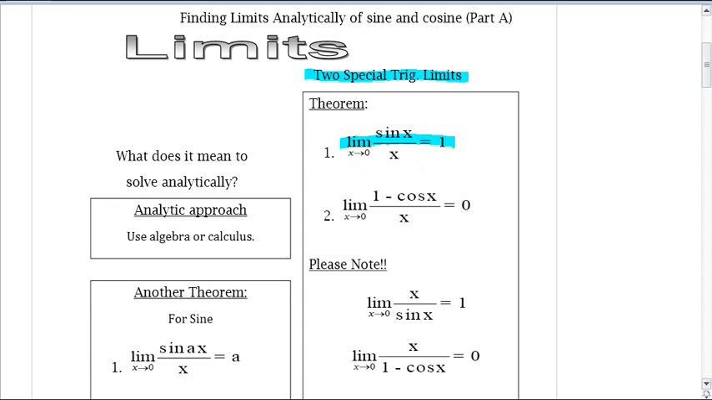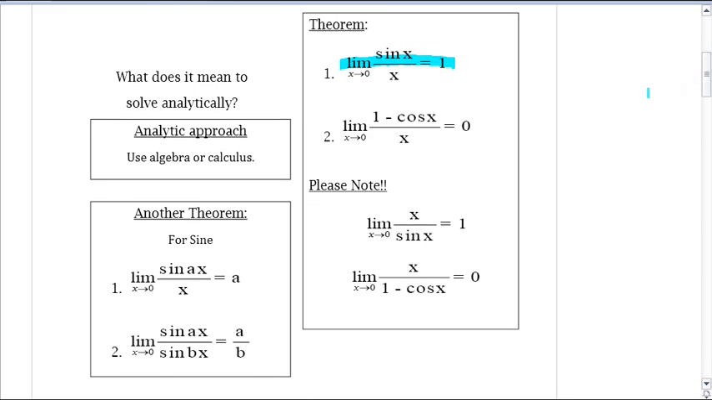Now we can look at this graphically and see that there's a hole there and that the height is 1. But for now we're just going to use it as is. Also, the second part of the theorem: the limit as x approaches 0 of 1 minus cosine x over x is equal to 0. It's important that you know that it has to be 1 minus cosine x, and also they both have to have x approaching 0. If anything is different, then the theorem doesn't work.